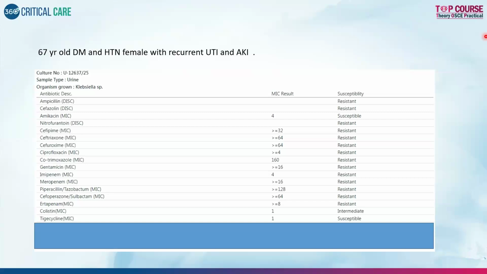Sir, we would like to know the breakpoint. Your MIC is already given and the susceptibility is also mentioned right now. Okay. So here your susceptibility is only to what drugs here? What type of organism is this? Sir, this is a CRE, carbapenem resistant Klebsiella.